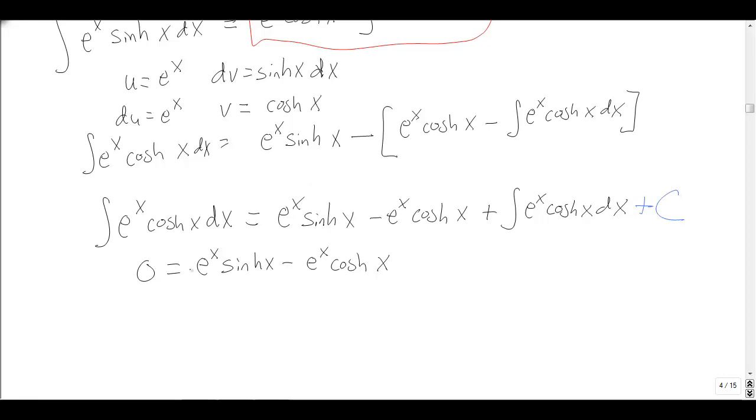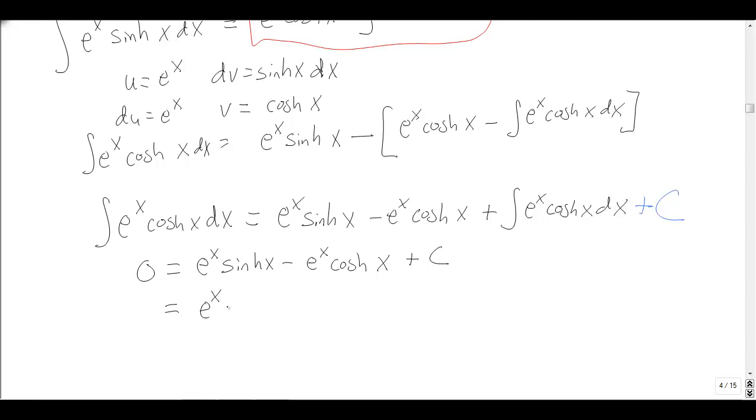It's not really 0, it could be a constant here. And the weird thing here is e to the x sinh x minus e to the x cos x. When you look at this, it turns out that this thing on the right, despite what it looks like, I guess I should have my plus c here, is actually a constant. So let's work that out.